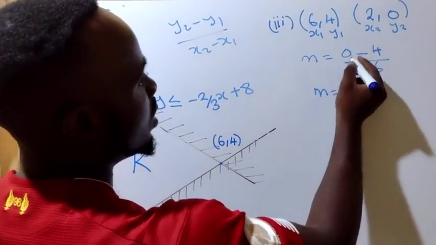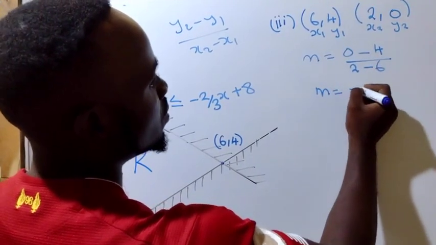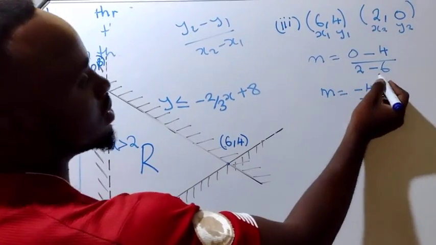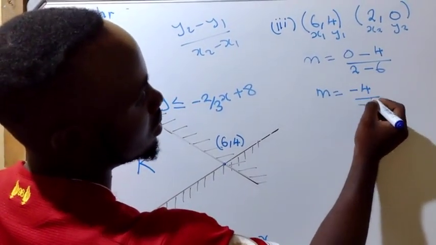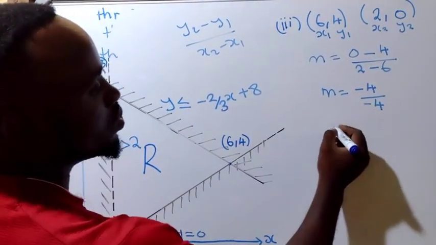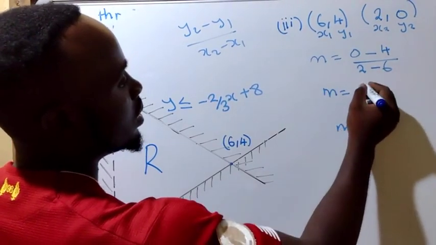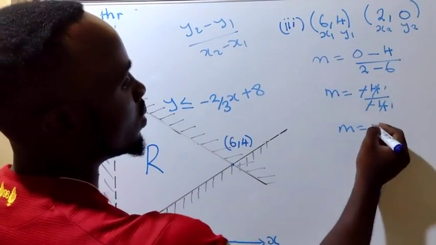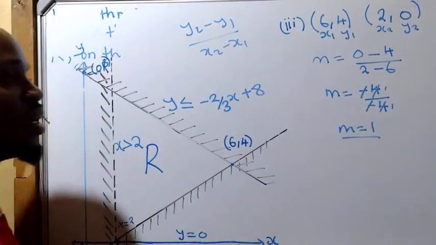So m equal to 0 minus negative 4. 0 minus 4, you get a negative 4, over 2 minus 6. You are going to get a negative what? 4. So m equal to negative 1, negative out, 4 into 4. It's a 1. Okay. So the value of the gradient is what? 1.